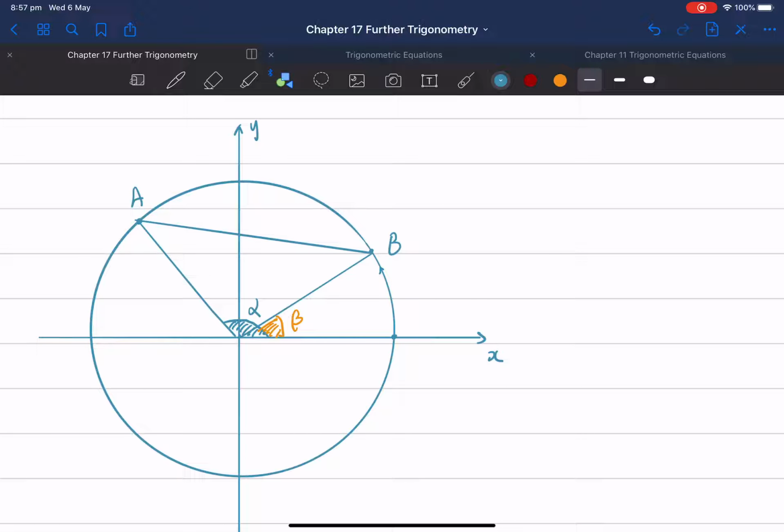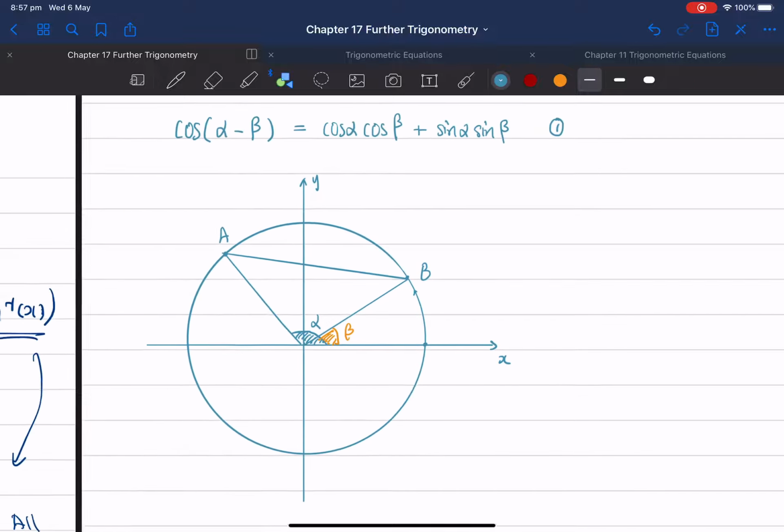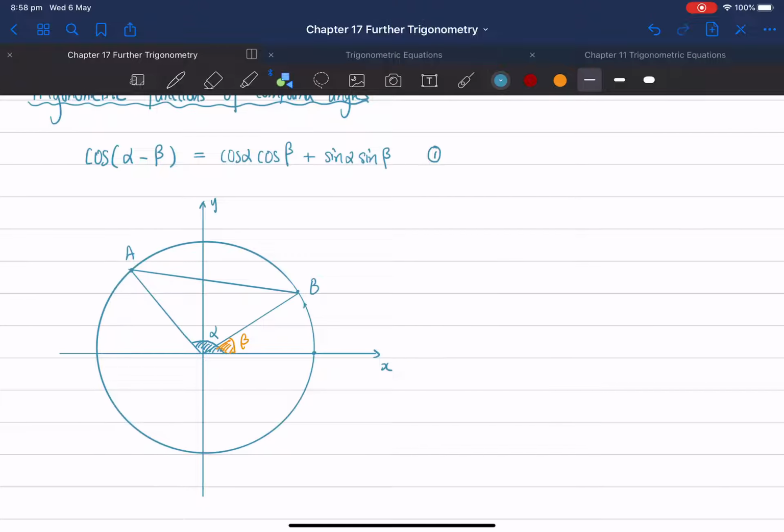Okay, cool. All right, so now we need to use 2 formulas. The first one is the cosine rule, and the second one is the distance formula to represent the distance of AB. Okay, the distance of AB.